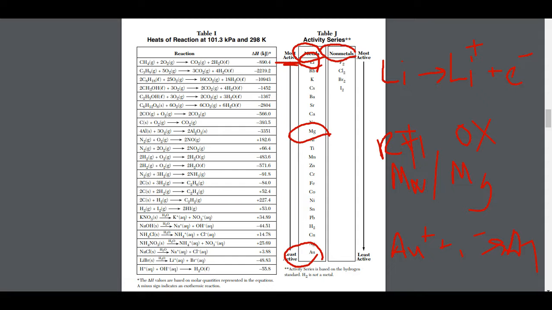The other thing to keep in mind is that hydrogen here, almost all the way to the bottom, your copper, your silver, and your gold will not react in an acid. The metals above will, and the higher the metal, the more violent the reaction.